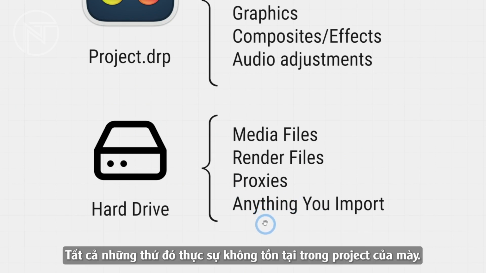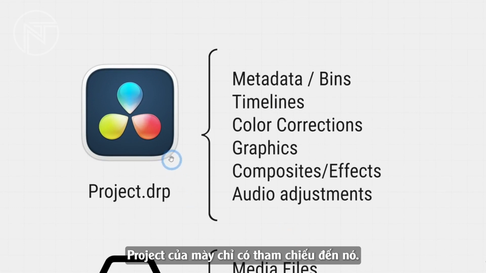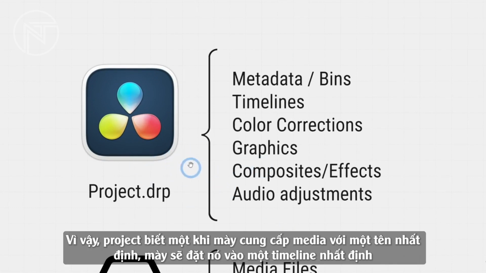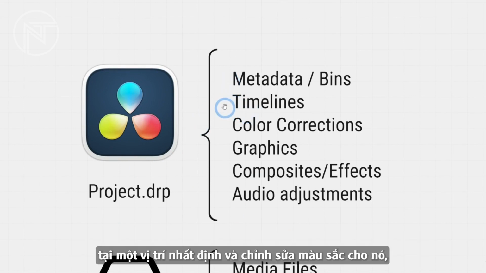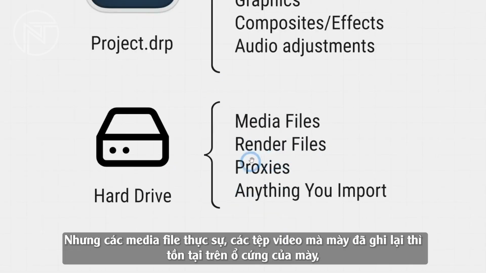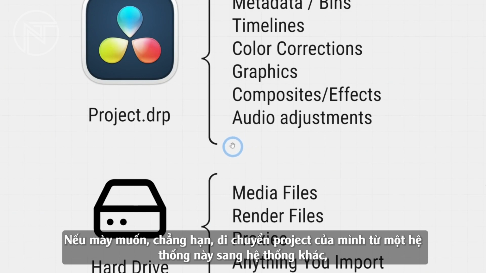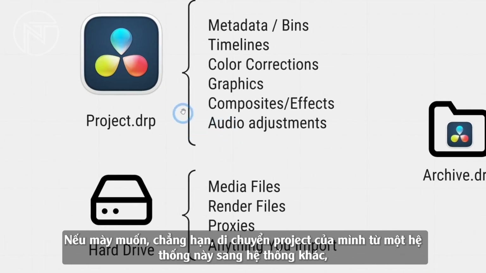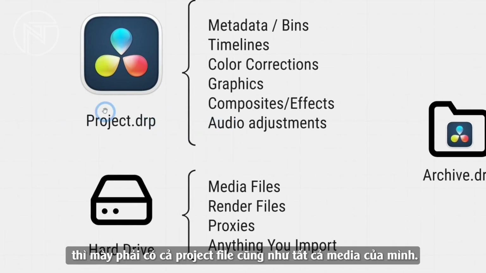All of that stuff doesn't really live in your project. Your project just has a reference to it. So your project knows once you give it media with a certain name, you're going to put it into a certain timeline at a certain place and do color correction to it, do some audio adjustments to it. It has all of that info. But the actual media file itself, the video files that you recorded, live on your hard drive. So if you want to move your project from one system to another, you have to have both your project file as well as all of your media.